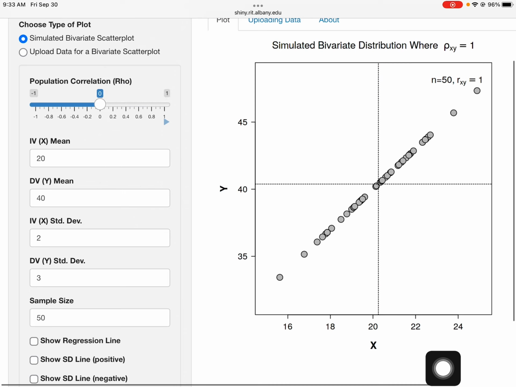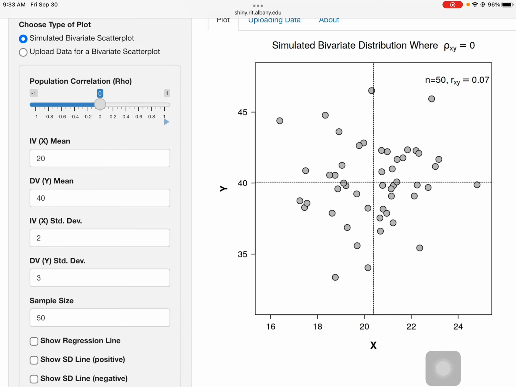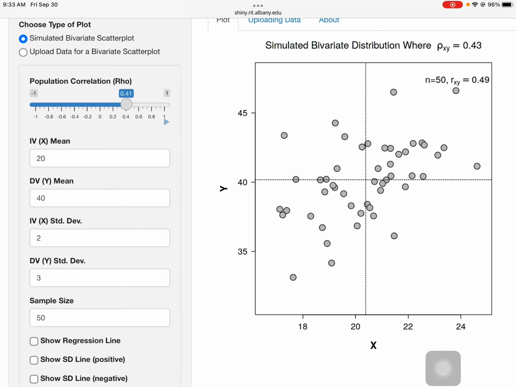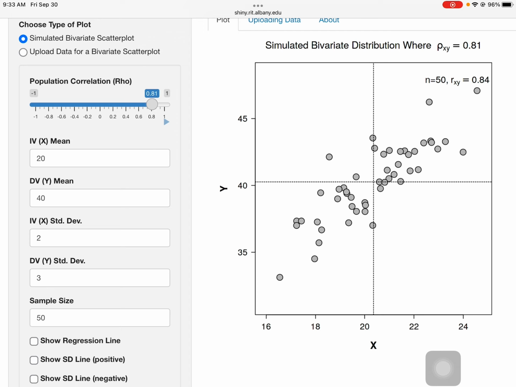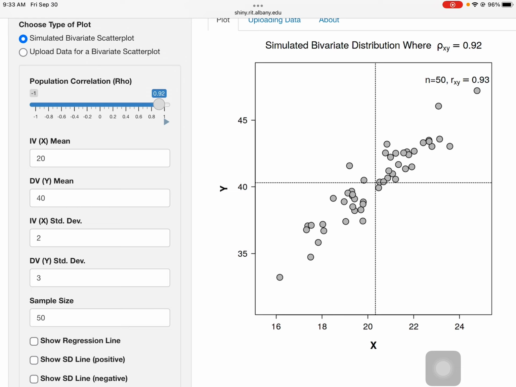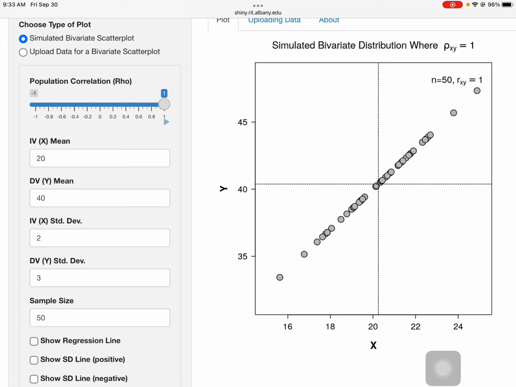Well, what happens if I do 0? You'll notice it's kind of all over the place. If I have 0.4, it's getting more positive, and then I move it to maybe 0.6, and it's getting more positive, maybe 0.8, and it gets more positive. So the closer it is to 1, the tighter the points are going to be aligned with each other. And if I go to maybe 0.92, you'll notice those points are even closer together. Because once you get to positive 1, they're all just straight up in a line.